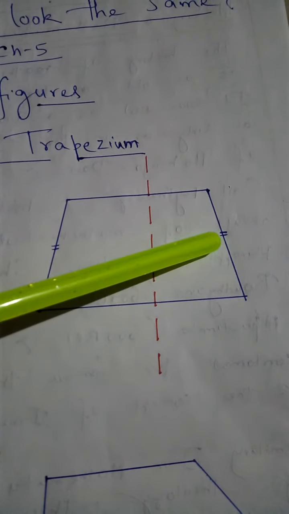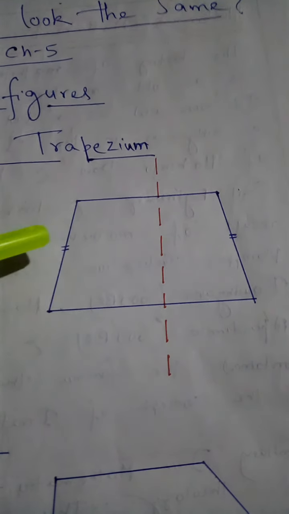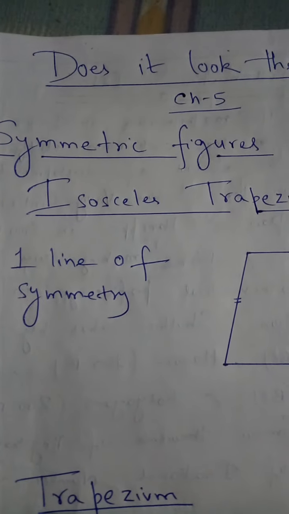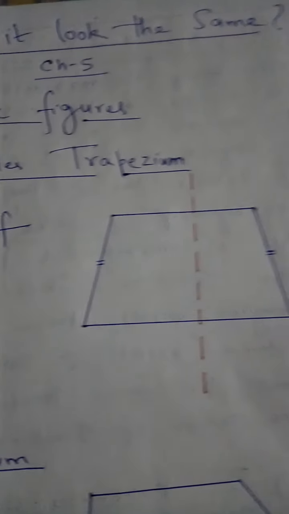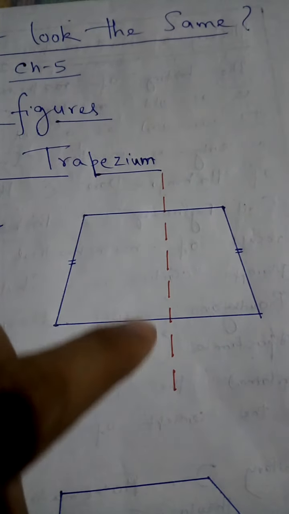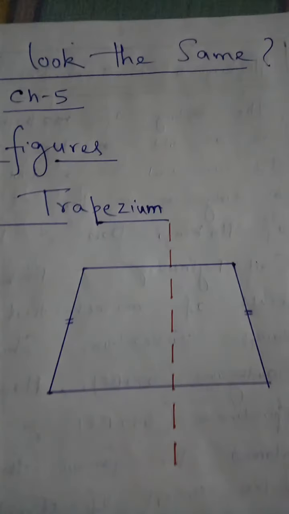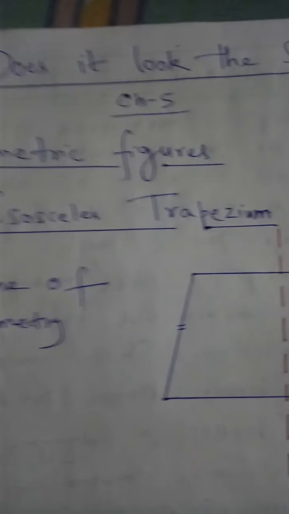What is the meaning of this? That means these two sides are equal, and these two sides are equal. That's why it is called an isosceles trapezium. Clearly it has one line of symmetry. As you can see, from the middle we have drawn one line of symmetry. So a trapezium has no line of symmetry, and an isosceles trapezium has one line of symmetry.